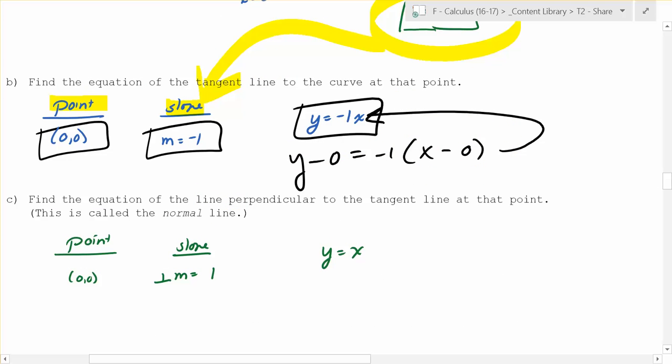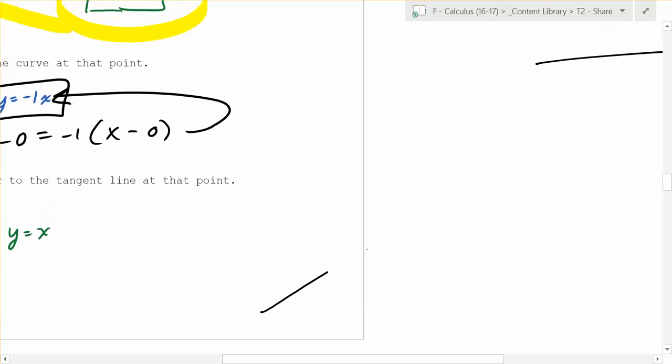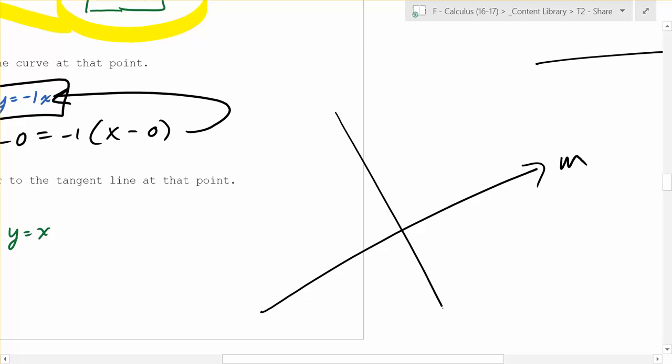C, find the equation of a line perpendicular to the tangent line. What does perpendicular mean? If a line has a slope m, what's the perpendicular slope? It intersects it to make 90 degrees. Correct, that's what it creates, but what is the perpendicular slope equal to? If the slope of one is m, the negative reciprocal. The opposite reciprocal. Exactly. So this one would be negative 1 over m, right?